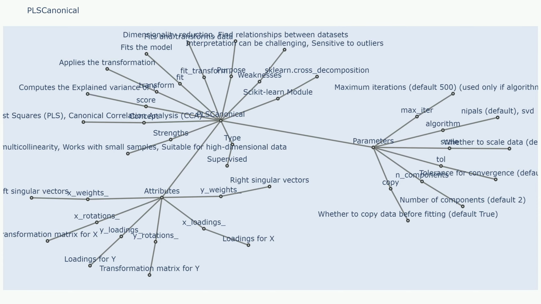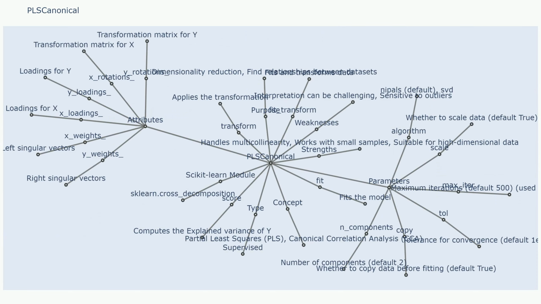5. Advantages of PLSCanonical. Handles multicollinearity: PLSCanonical is robust to multicollinearity, which is a common problem in high-dimensional datasets. Reduced dimensionality: it effectively reduces the dimensionality of the data while retaining important information. Improved interpretability: the extracted latent variables provide insights into the underlying relationships between datasets. Predictive accuracy: it often leads to better predictive accuracy compared to traditional methods like linear regression.